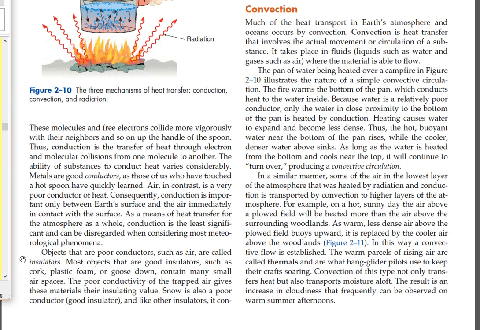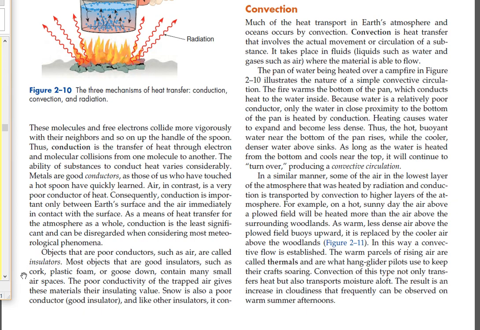Objects that are poor conductors, such as air, are called insulators. Most objects that are good insulators, such as cork, plastic foam, or goose down, contain many small air spaces. The poor conductivity of the trapped air gives these materials their insulating value.